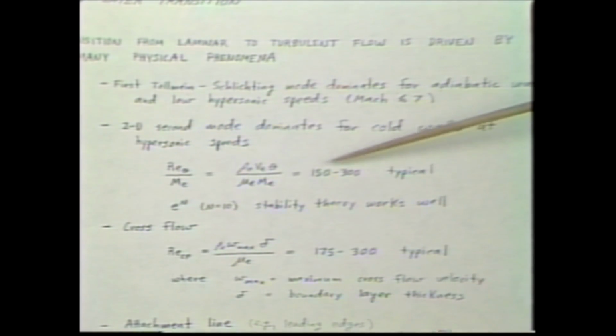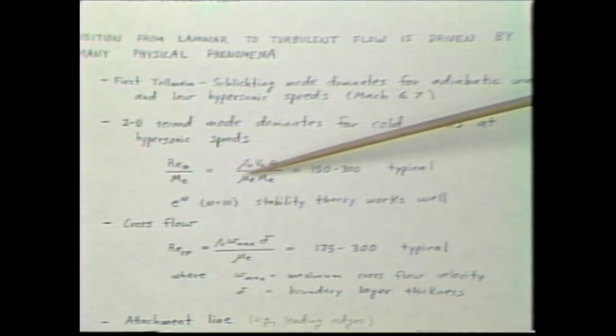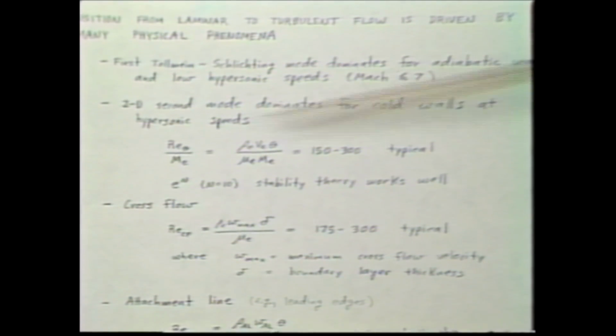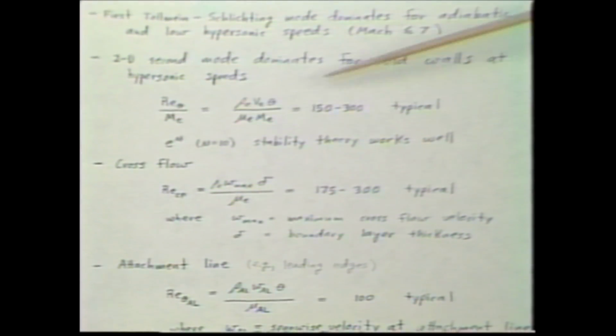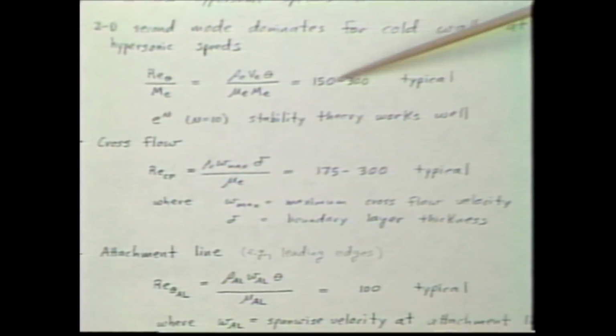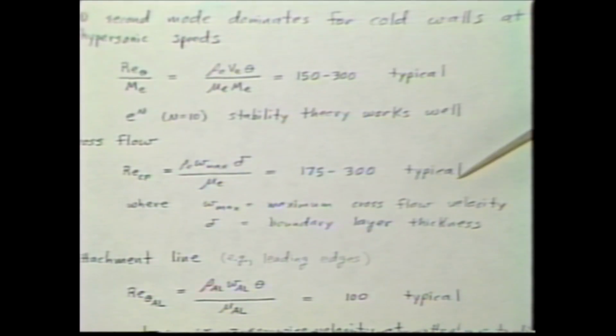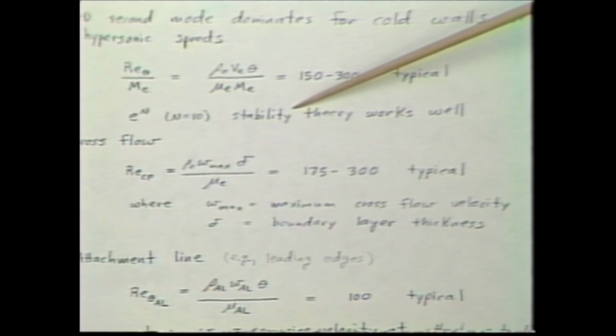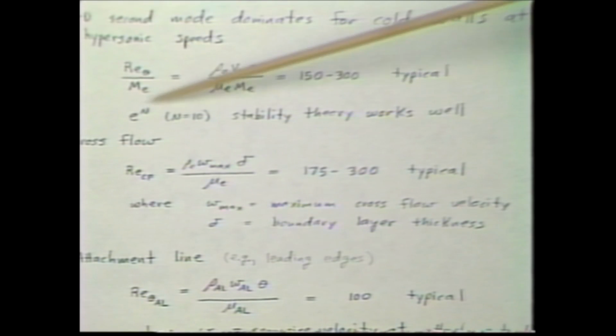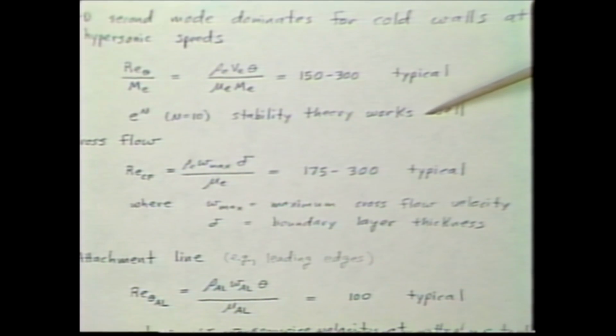A typical transition criterion for just flat plate type transition is a Reynolds number based on momentum thickness, Re theta, over local Mach number, being in the range of 150 to 300, that determining where transition would occur. Something that you can delve into is this fairly recent development, stability theory, or e to the N theory, which seems to be very good at predicting flow transition in quiet flows, flows that don't have a lot of free stream turbulence.